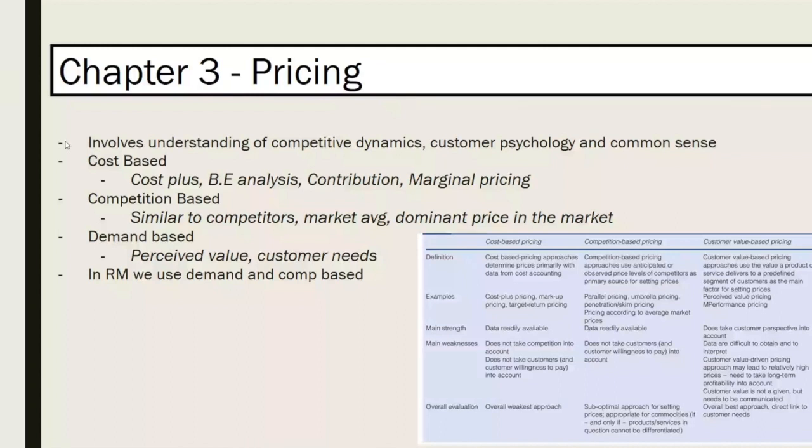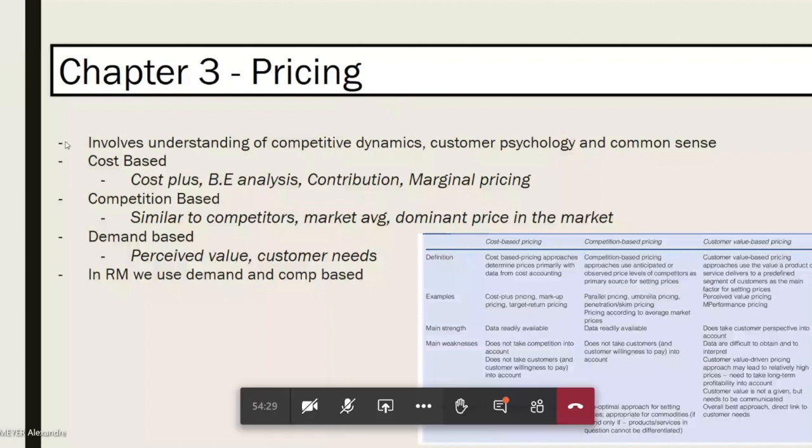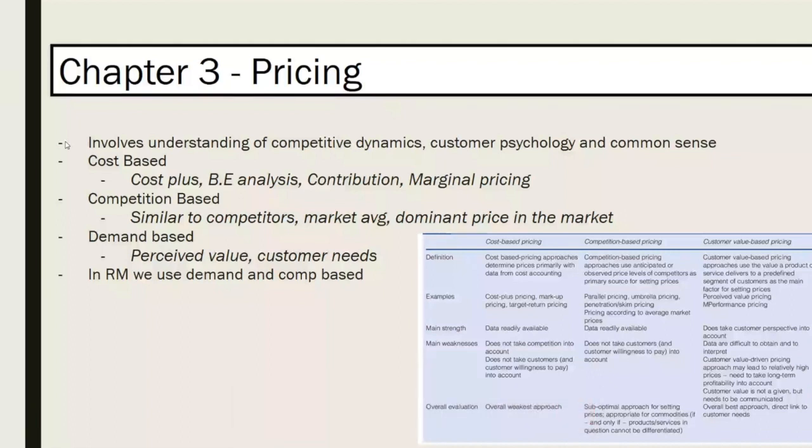So competition-based is when you look at competitors, you look at market averages, you use things like indices, and you try to create a dominant price in the market. And for demand-based methods, you look at the perceived value, you look at the customer needs, and you look at value pricing. So here you try to function your prices in relation to demand. And on the right, we have a little table that gives you the main strengths and weaknesses. You'll see that customer value-based pricing has the most strengths, hence why it is the most used, because it looks at the customer. It looks at creating customer value, and that's what you're trying to do in order to motivate more customers to come to your hotel.